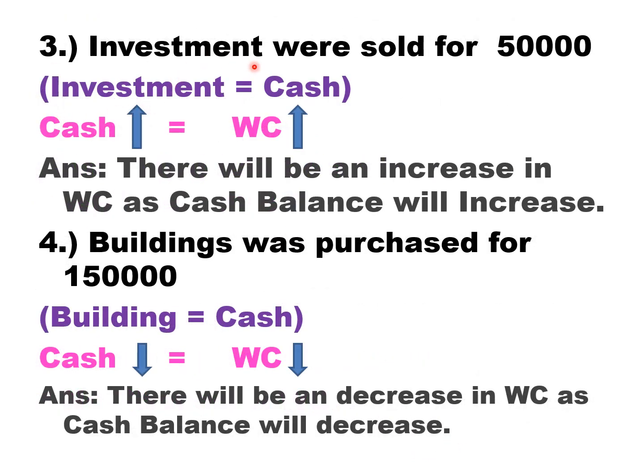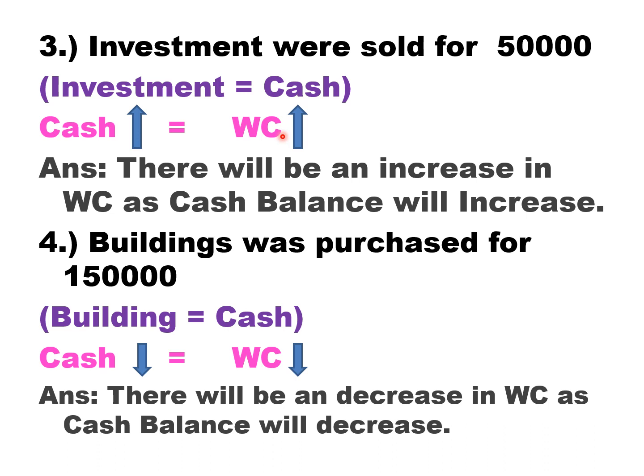Third point: investments were sold for rupees 50,000. When investments are sold, investment goes, cash comes. So the two accounts affected are investment and cash. Investment is non-current, cash is a current asset. So when investments are sold, cash comes, and an increase in cash will result in an increase in working capital, as I have already explained before.